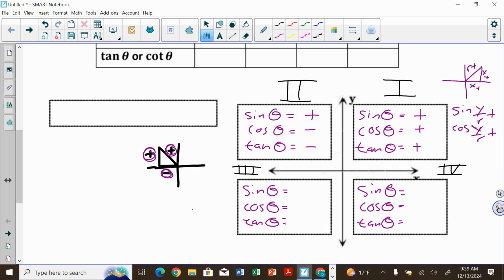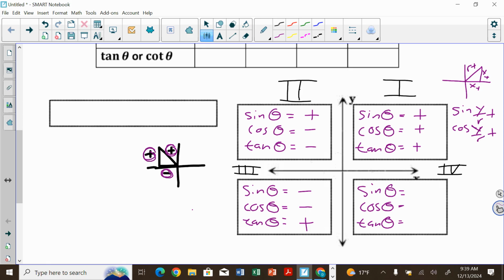Okay. So the same ideas kind of follow with the next ones as well, just to keep in mind. I just want to show you why we're getting these signs. So for quadrant 3, sine is going to be negative, cosine is going to be negative, tangent is going to be positive.